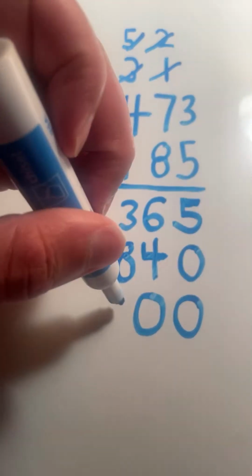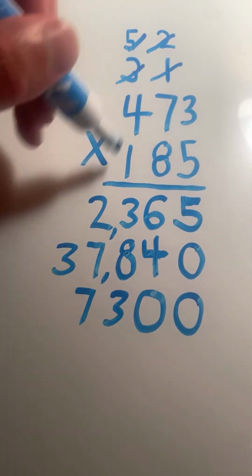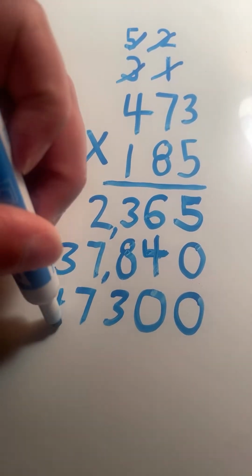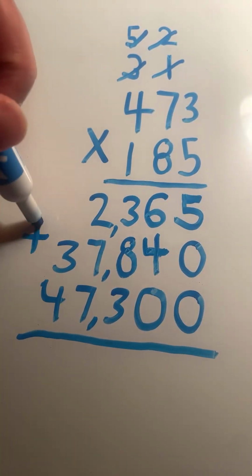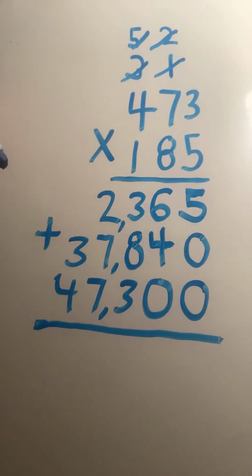3 times 1 equals 3. 7 times 1 equals 7. 4 times 1 equals 4. And now to get our final answer, we have to add these 3 numbers together.